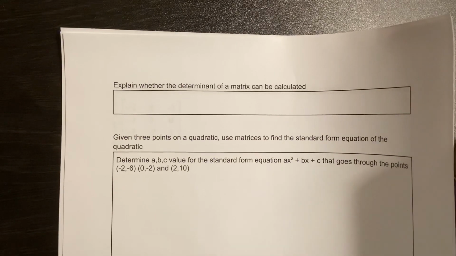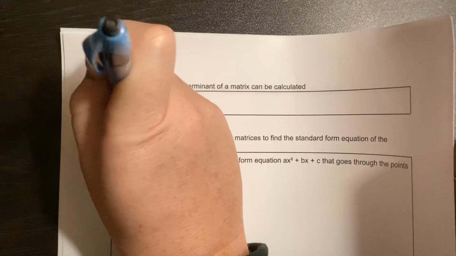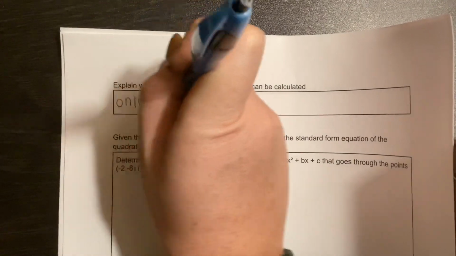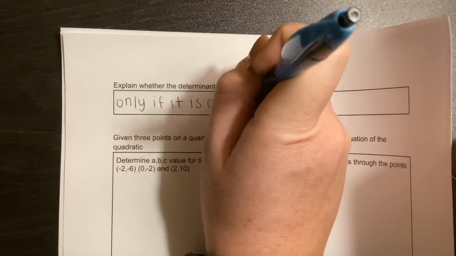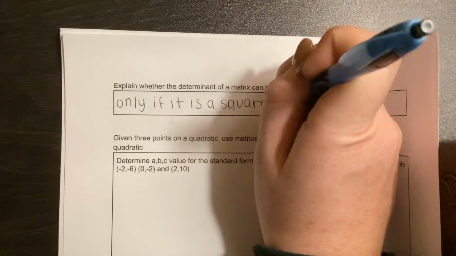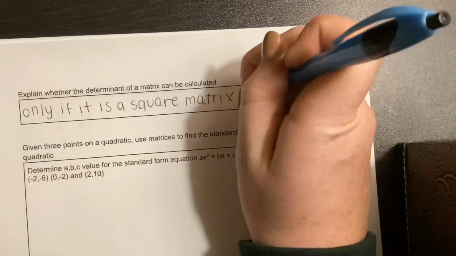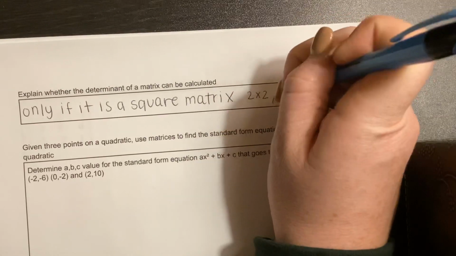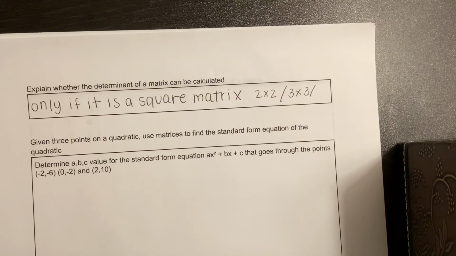Okay, next page. Explain whether the determinant of a matrix can be calculated. The only way that you can determine the determinant is if it's a square matrix. So you can take the determinant of 2 by 2s, 3 by 3s, 4 by 4s, 5 by 5s, whatever, but only square matrices.